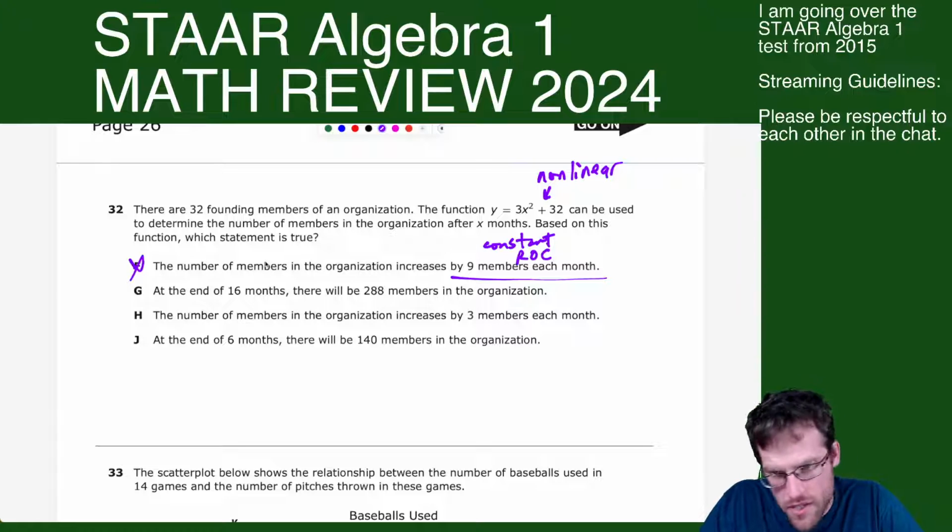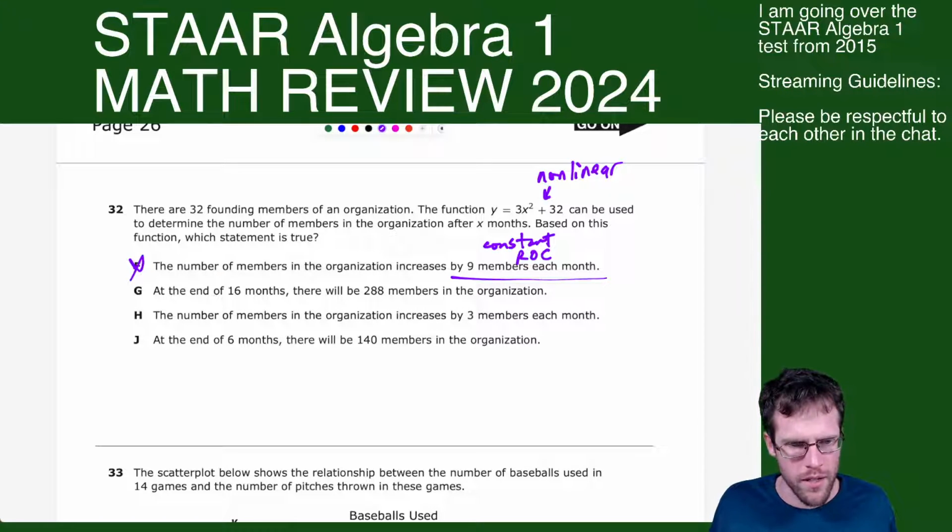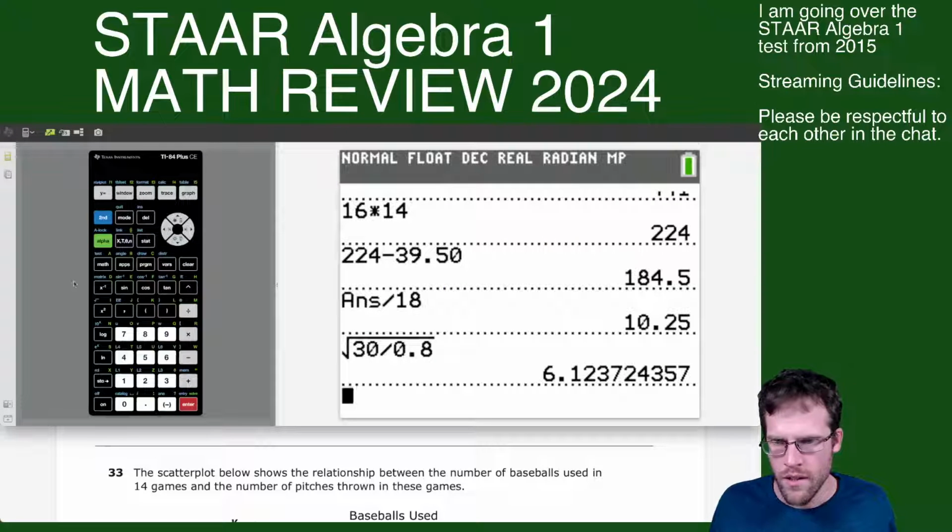At the end of 16 months, there will be 288 members. That one is not, look, you know what though? I'm going to use the calculator. Why am I going to do all this mental math here?